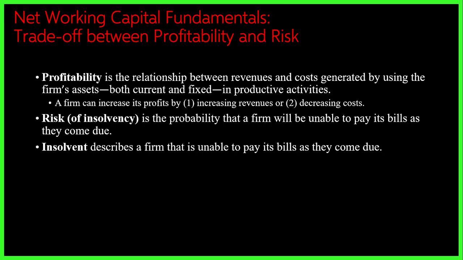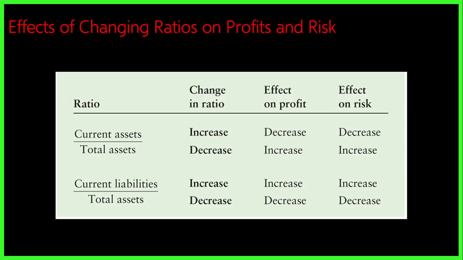This refers to a firm that is unable to pay its bills or liabilities as they come due. Normally, this is indicated by the difference of your current assets and current liabilities. If current liabilities is higher than your current assets, that is already a sign that the company is insolvent. They will not be able to cover their liabilities. Now, what are the effects of changing ratios on profits and risk?